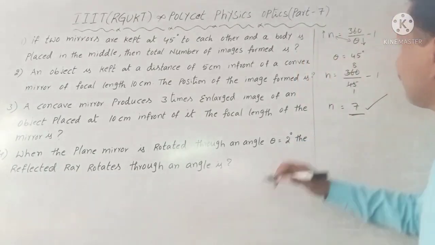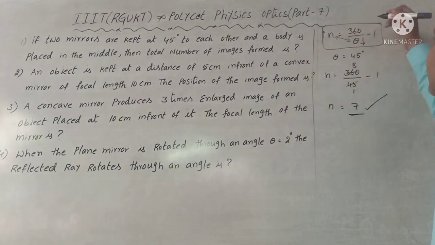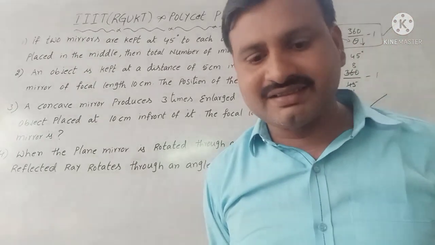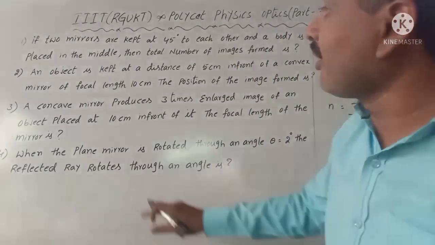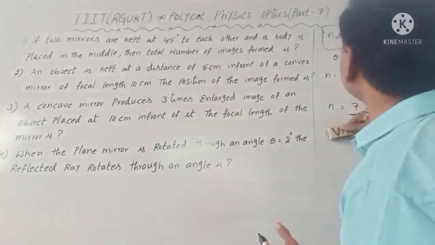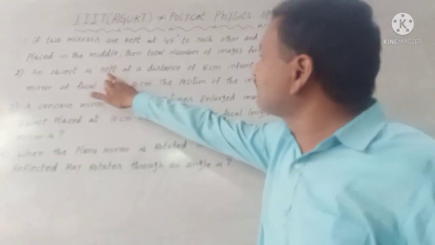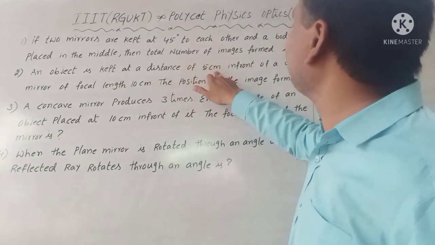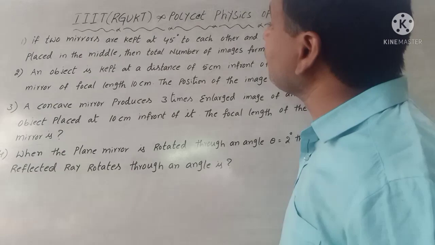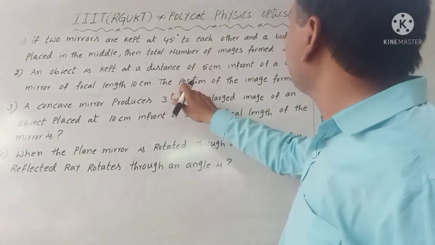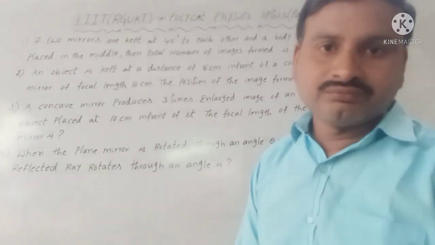So what formula did we use for this problem? We have taken the formula n is equal to 360 by theta minus 1. Here theta is the angle between two plane mirrors. Now we go to the second one. An object is kept at a distance of 5 cm in front of a convex mirror and the focal length is 10 cm. Find the position of the image formed.